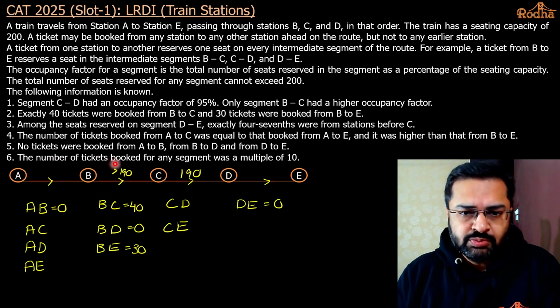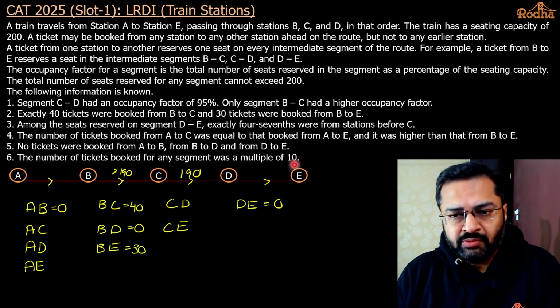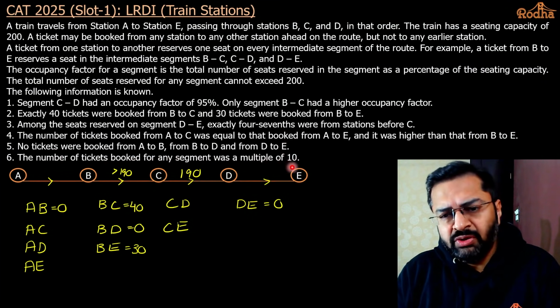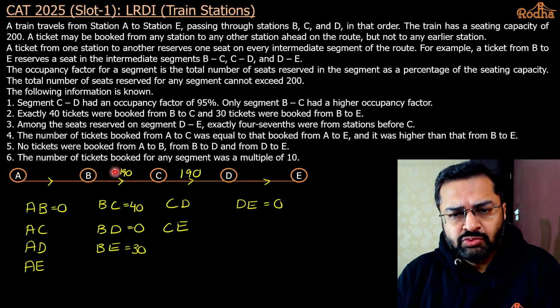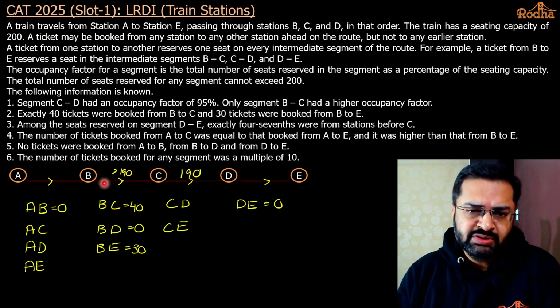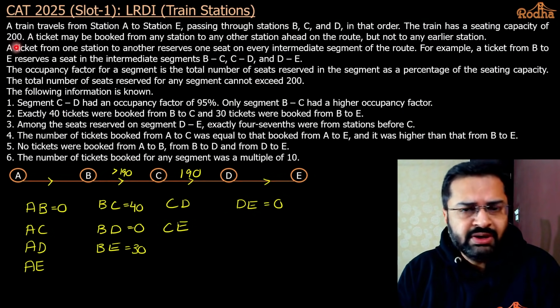The number of tickets booked from any segment was a multiple of 10. Right. Now, the moment we read this, what we know immediately is that this would be 200. Why? This cannot exceed 200. This is occupancy factor. Right? So percentage cannot exceed 100. So the seating capacity is 200 given here.